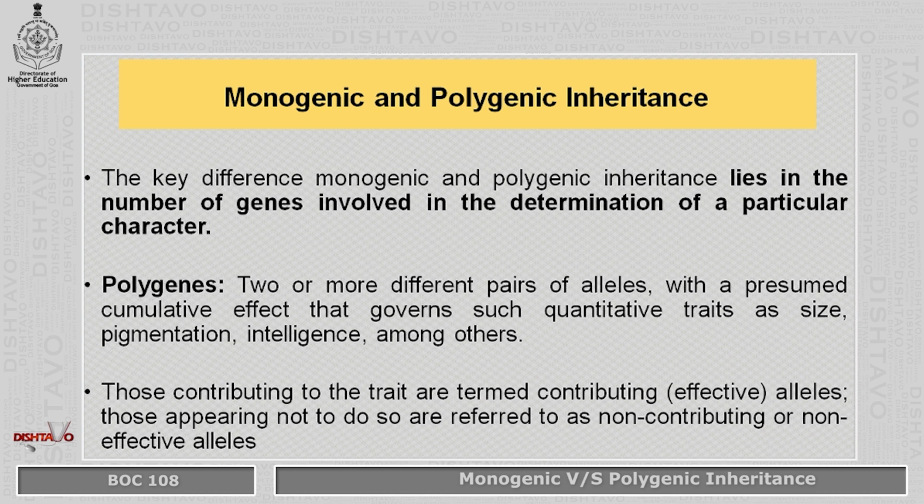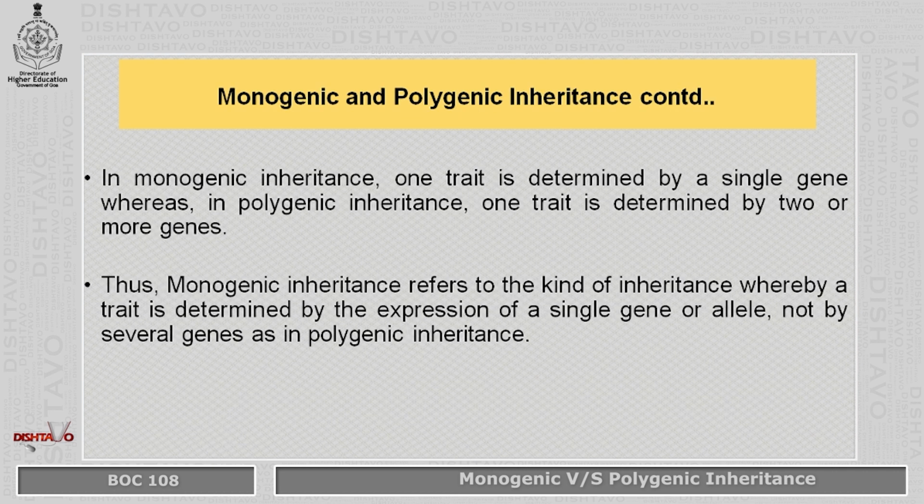The alleles which contribute to the trait are termed as contributing alleles. They may also be referred to as effective alleles, and those appearing not to do so are referred to as the non-contributing alleles, may also be referred to as the non-effective alleles. So, in monogenic inheritance, one trait is determined by a single gene, and in polygenic inheritance, one trait is determined by two or more genes. So thus we can say that monogenic inheritance refers to the kind of inheritance whereby a trait is determined by the expression of a single gene or a single allele and not by several genes as seen in polygenic inheritance.